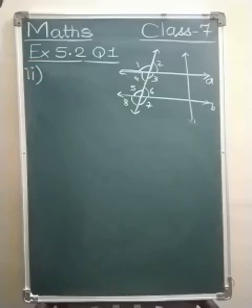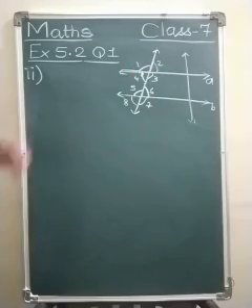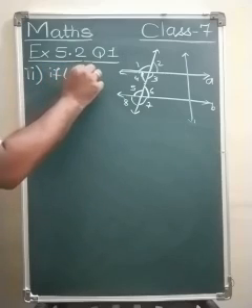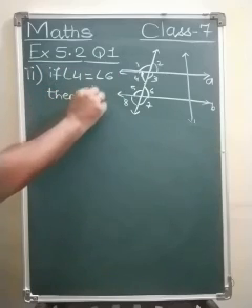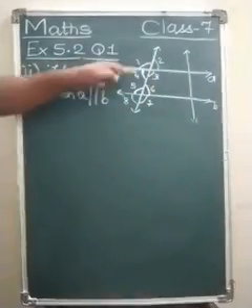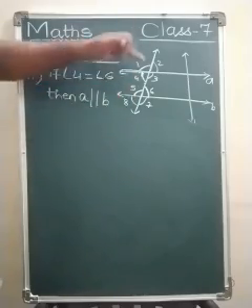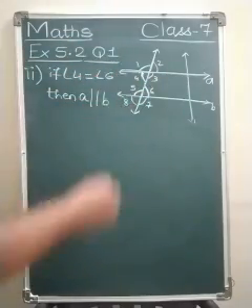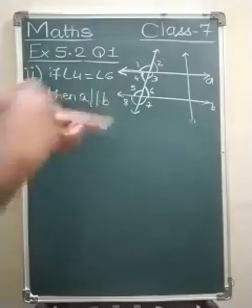Okay, second. If angle 4 equals angle 6, then A is parallel to B. Angle 4 and angle 6. If they both are equal, then A is parallel to B. If the two lines are parallel, then the corresponding angles are equal. If the corresponding angles are equal, then these two lines should be parallel. The reverse is also true.